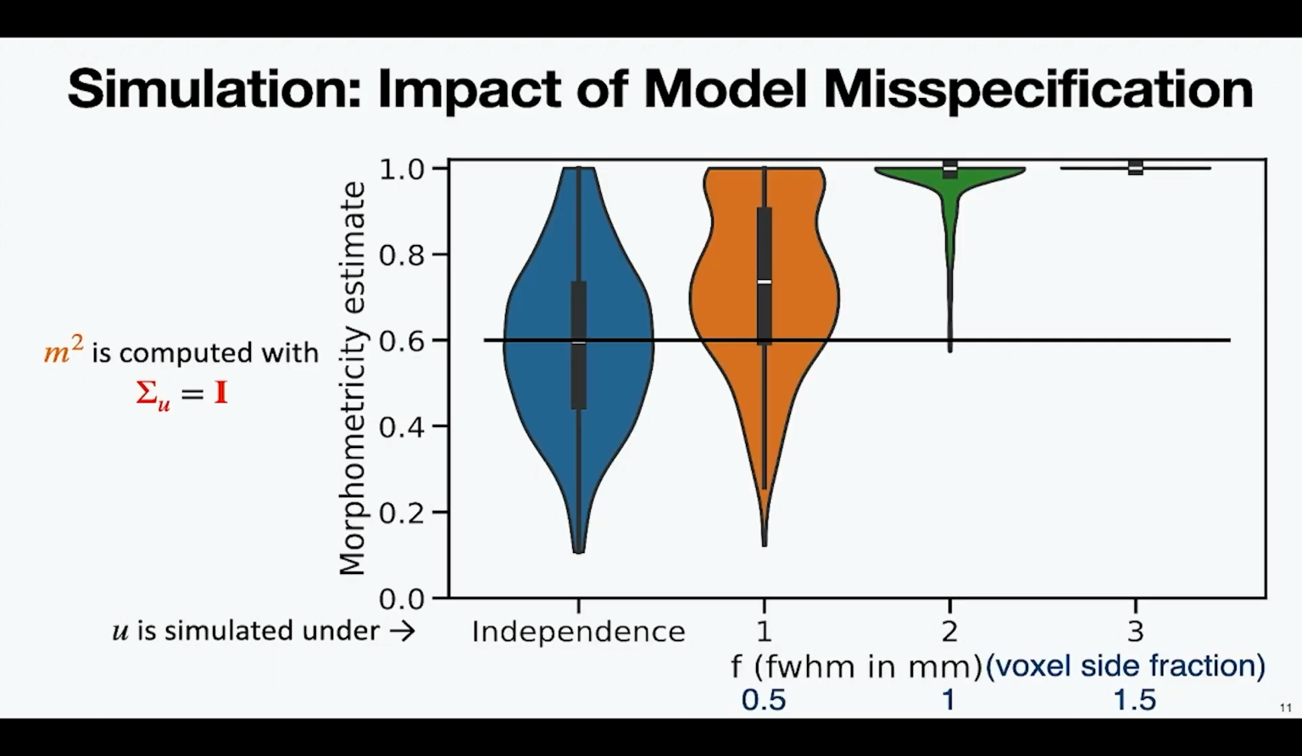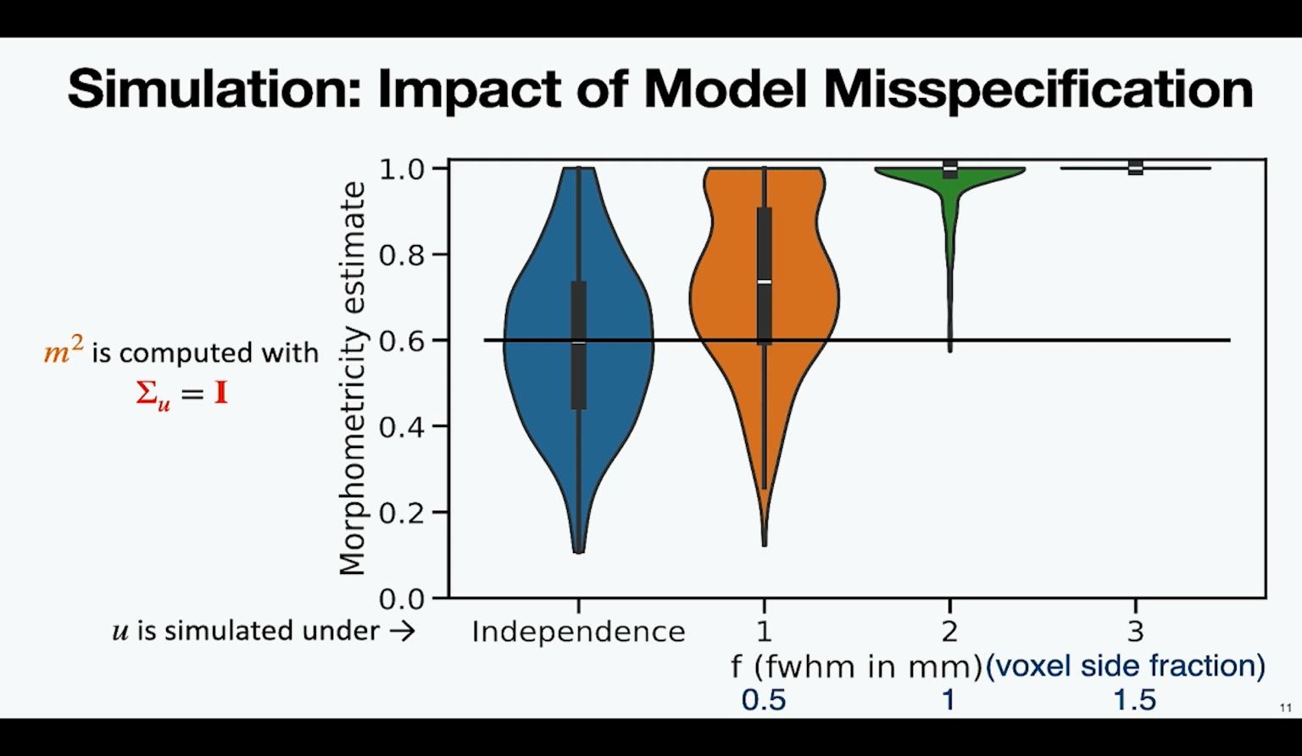So in the first experiment, we simulate U under different hypotheses, from independence to increasing amounts of underlying smoothness. And we compute morphometricity in the standard way, so assuming independence of the contributions. What we can see is that as the model misspecification is higher and higher, we get an increasing positive bias. And this is the case even for very small values of smoothness.